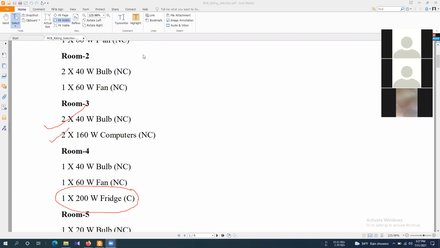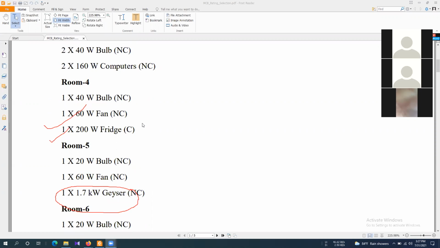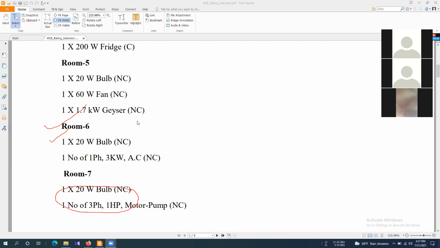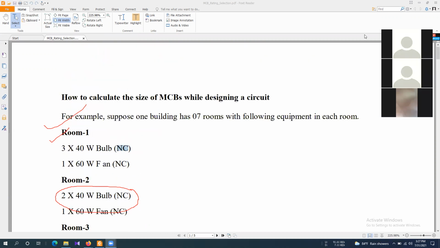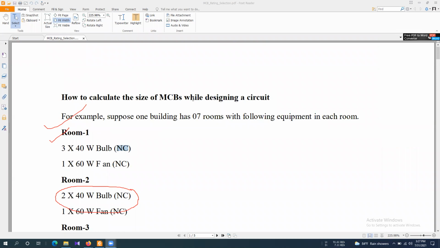Then similarly room 5, room 6, room 7. So you have a building which has 7 rooms, and the classifications of loads are given here. Now the target is that you have to design the possible protection scheme for this with MCB or MCCB, whatever is required. That means you need to do the calculations and then properly select the rating of the MCB. Now, how can you do that?